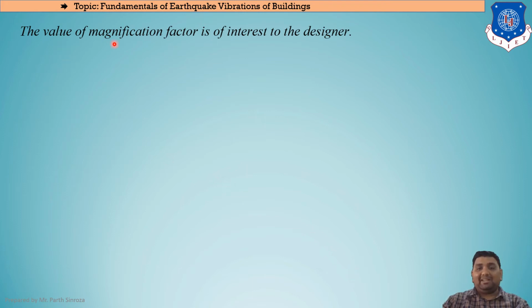Now moving across, why is this magnification factor important, or why do we need to study it? Because the value of this magnification factor is of very much interest to the designer, that means it is very important to the structural designer. By just seeing the value of this magnification factor, the structural designer can understand the importance of this building and the dynamic forces that are acting upon it.